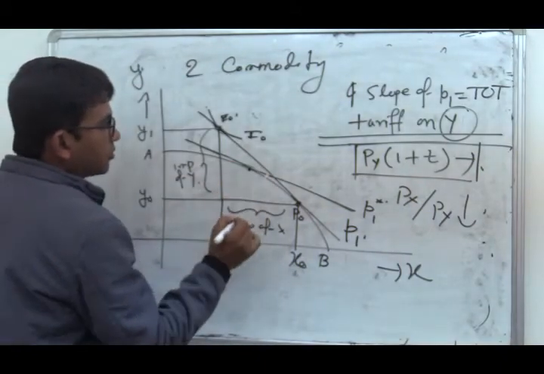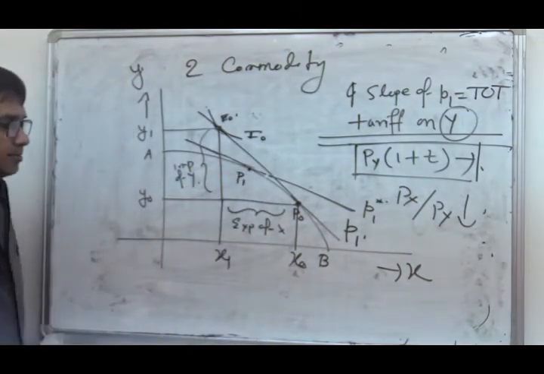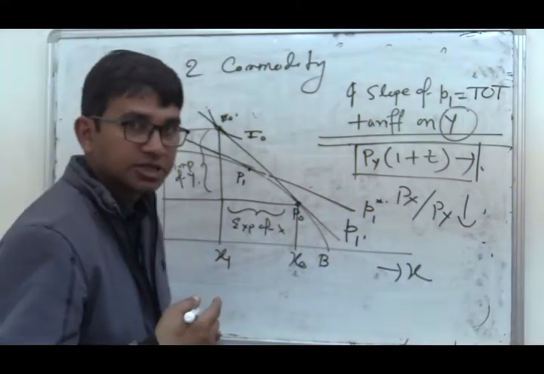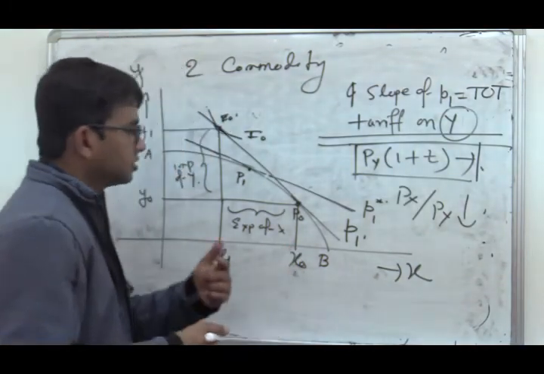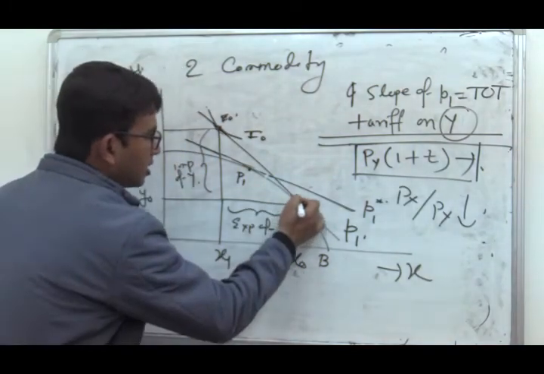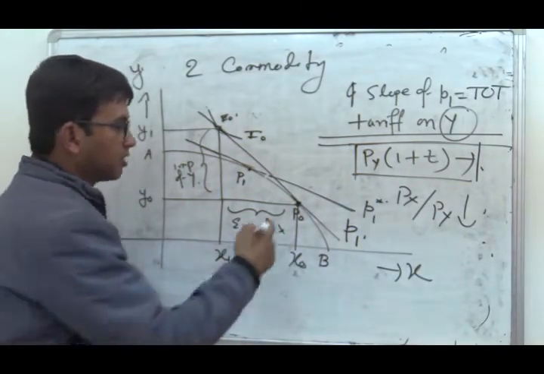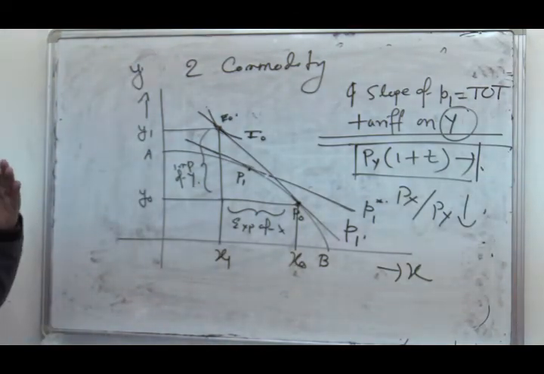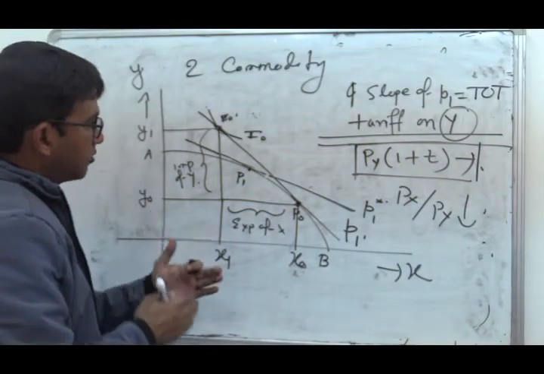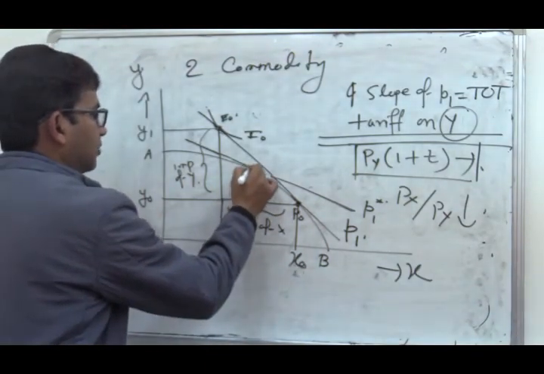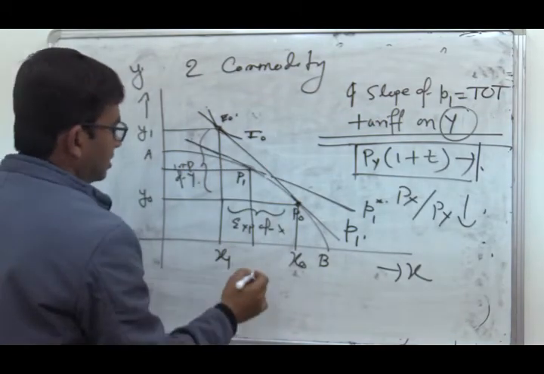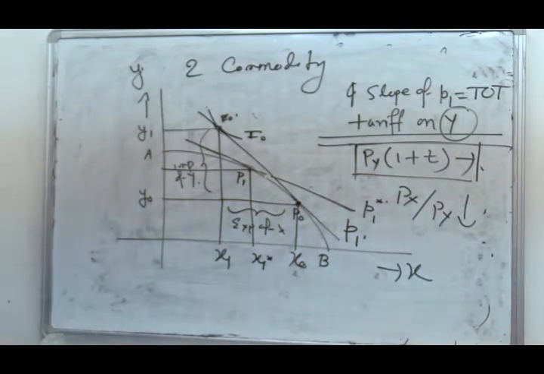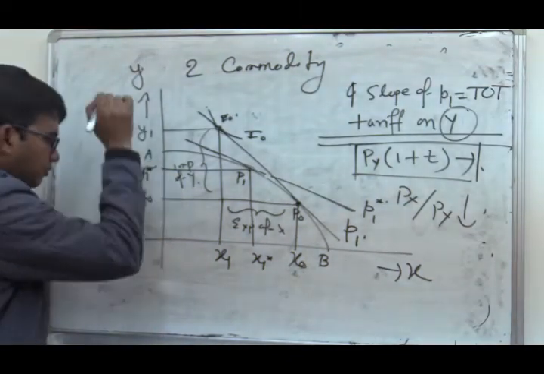So what we will see? The new production point will be P1. From here we can easily find out there is a shift in the resources. Some of the resources are being transferred from sector X to sector Y. That means after imposition of tariff, the production of X will decline and production of Y will increase. The country will produce at this point, so we can write here that X1 star is the after-tariff production of X and Y1 star is the after-tariff production of Y.